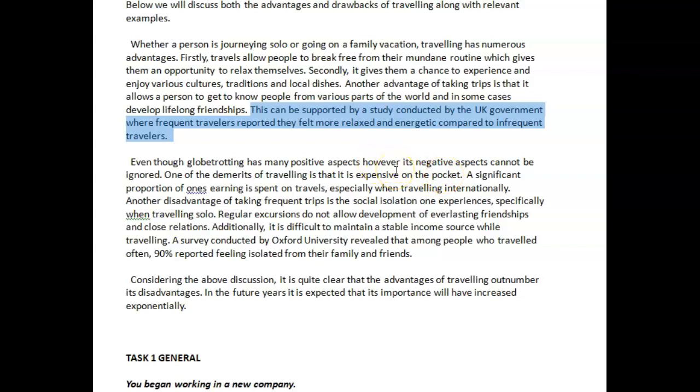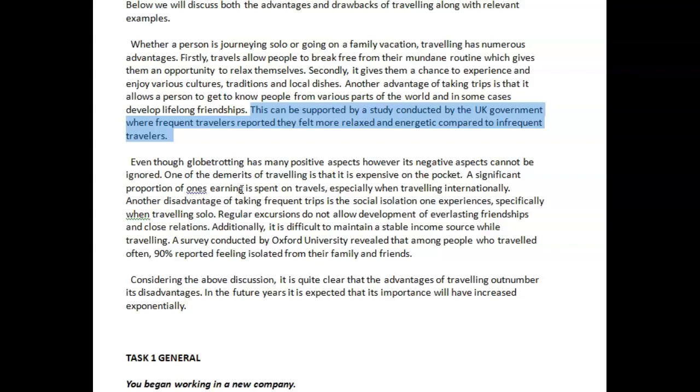On the pocket really feels rather strange. A significant portion of one's earnings, so one's should have been an apostrophe S, and it should have been earnings, is spent on travel, especially when traveling internationally. Another disadvantage of taking frequent trips is the social isolation one experiences, specifically when traveling solo. Regular excursions do not allow development of everlasting friendships and close relations.